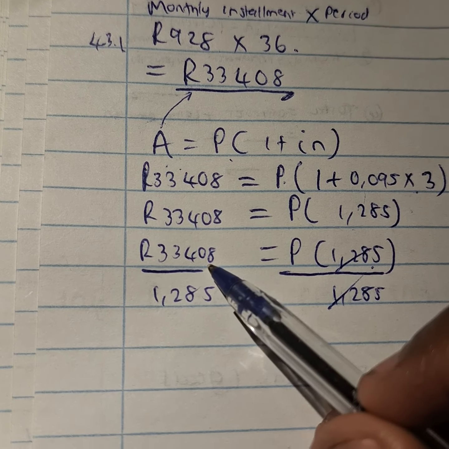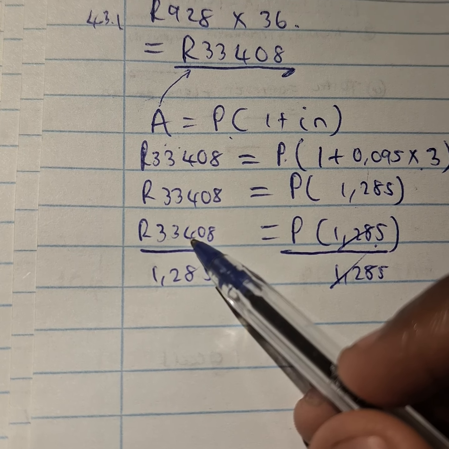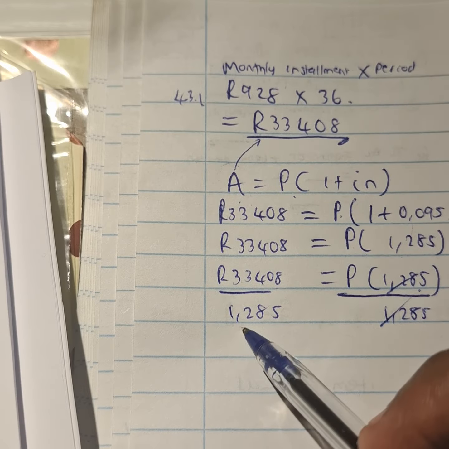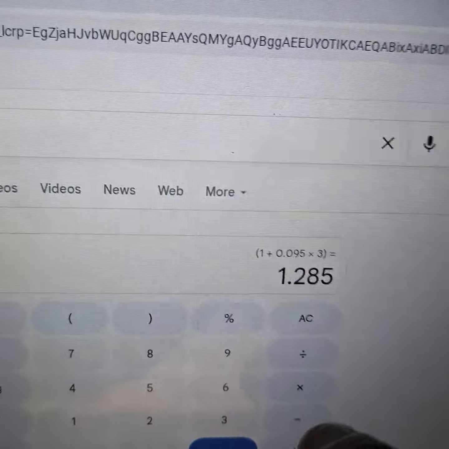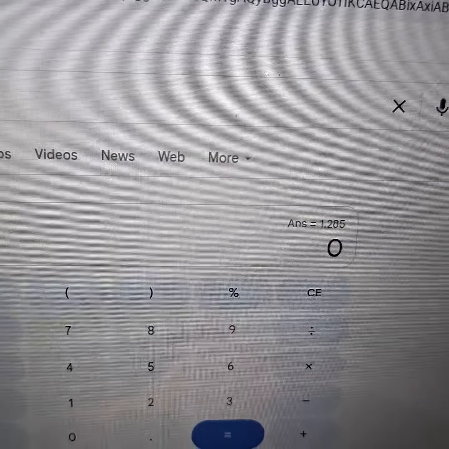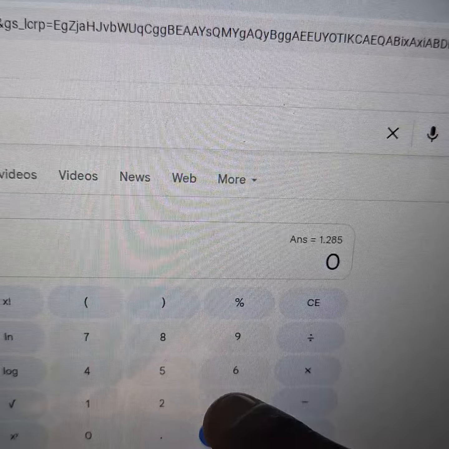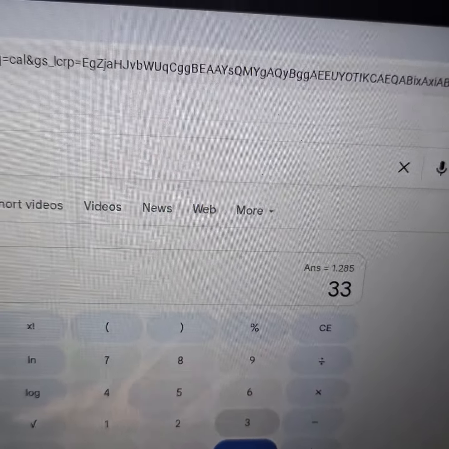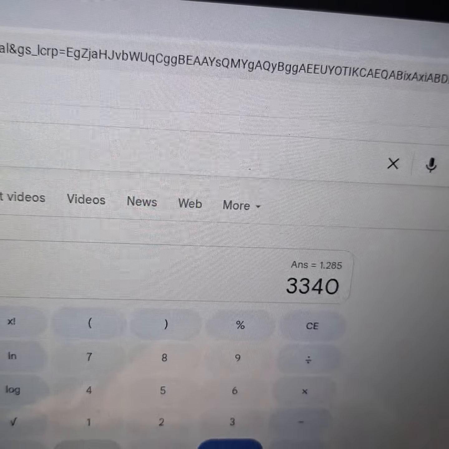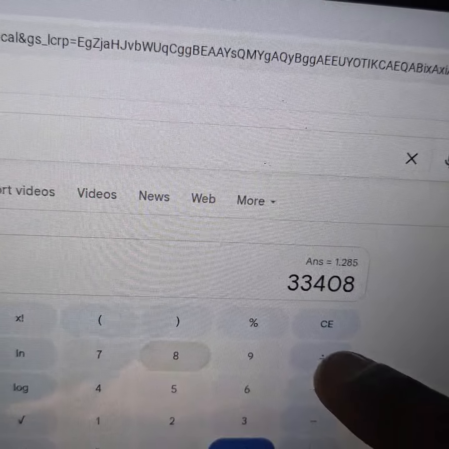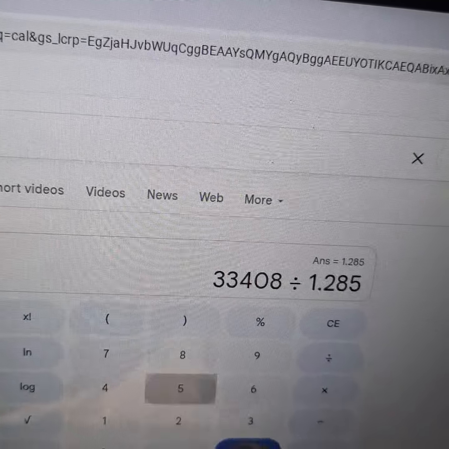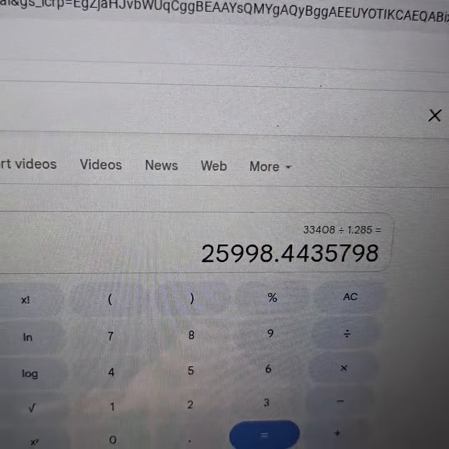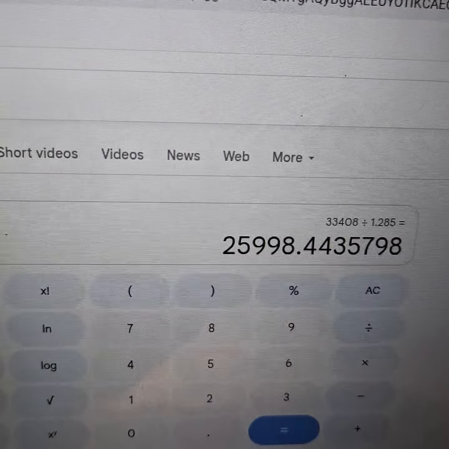Then we are going to use our calculator to calculate what is 33,408 divided by 1,285. And hopefully we are going to get to this 25,999 as the answer. So let's go and cancel this. We type in 33,408. We divide it by 1,285. What does it equal to? Oh, there we go.